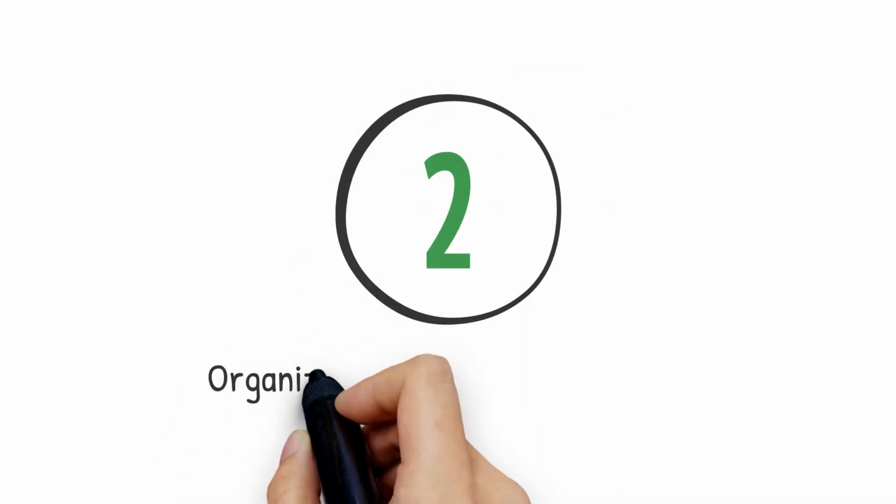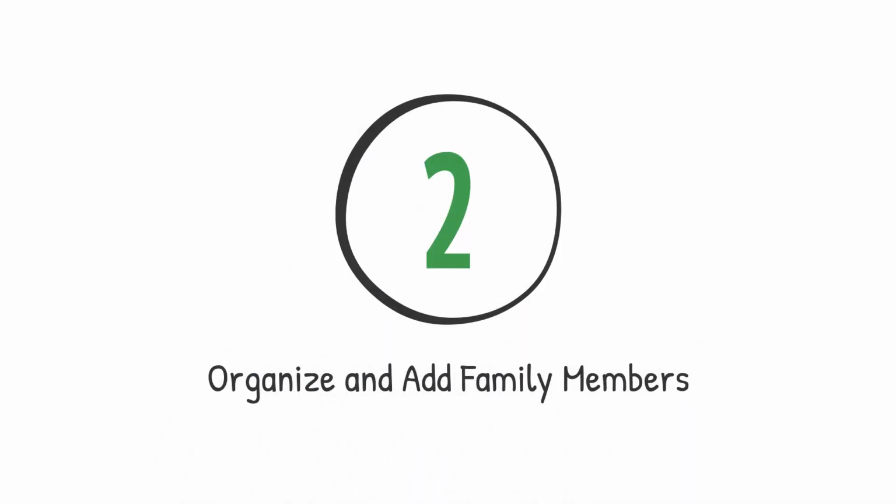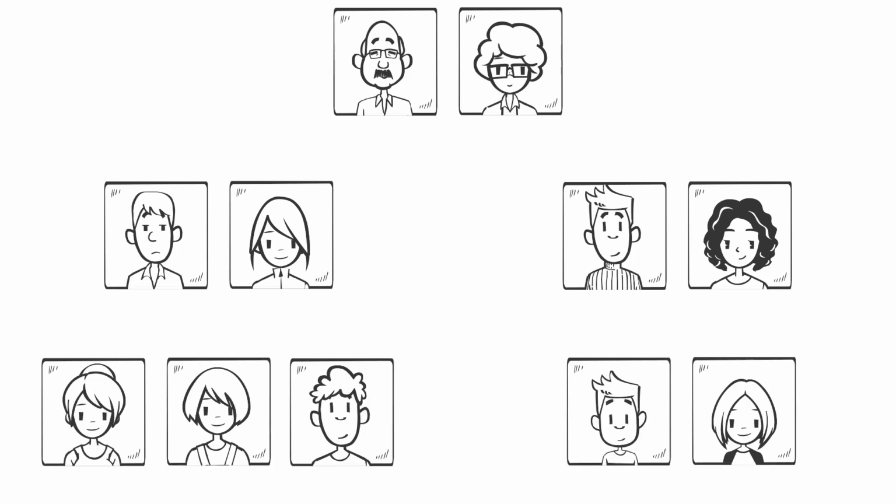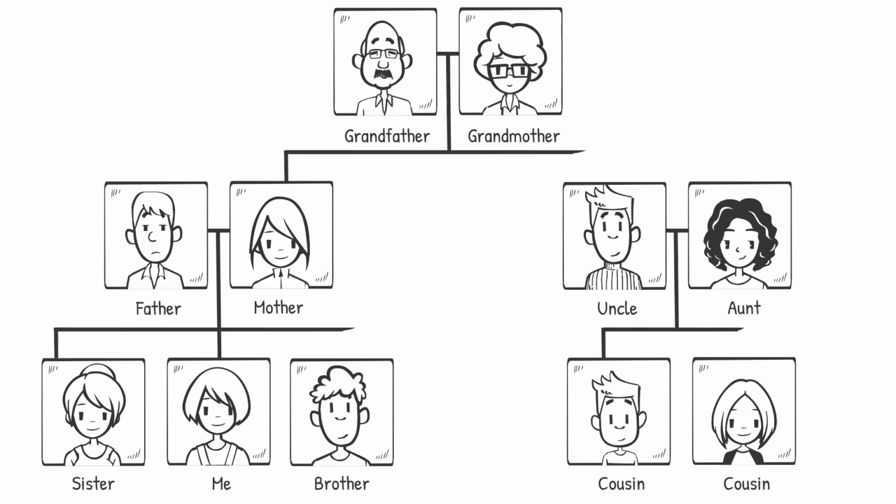Step 2. Organize and add family members. Begin with the oldest known ancestor at the top or center of your tree. Draw branches to represent their children, and from each child create further branches for their descendants. Label each person with their full name and relevant dates to maintain clarity.